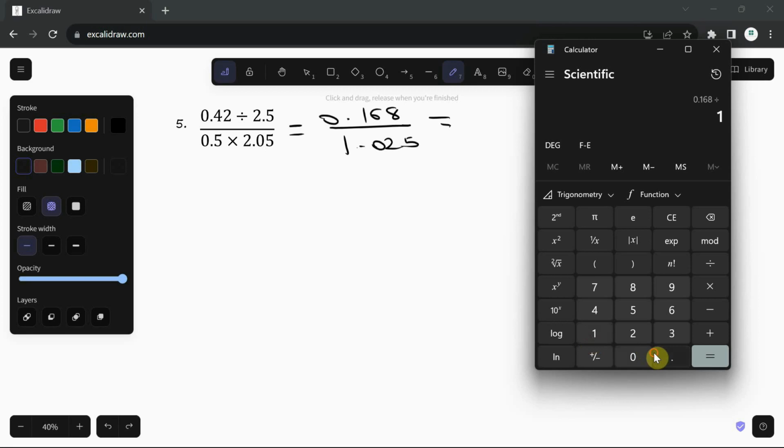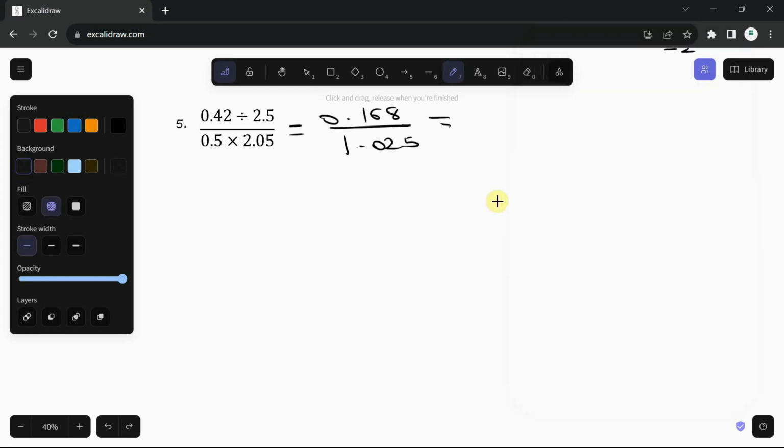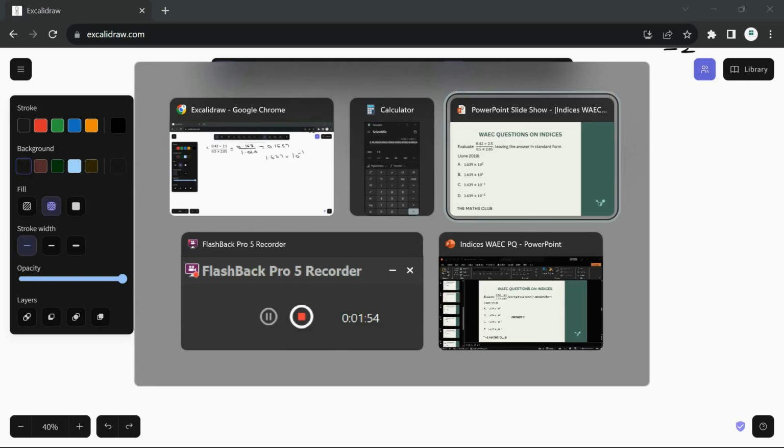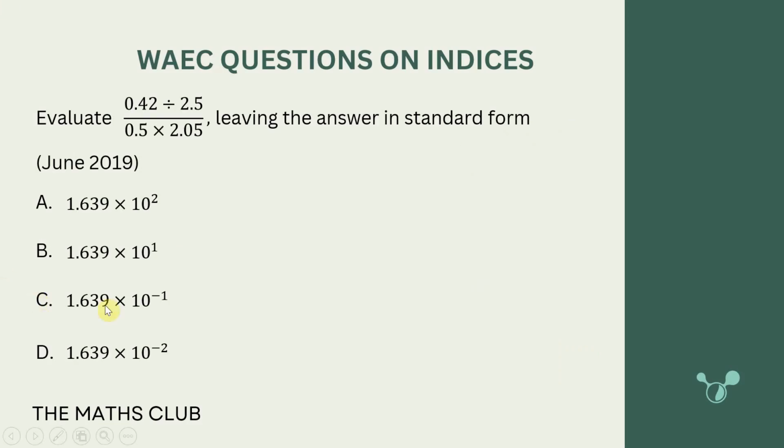divided by 1.025. This gives us 0.1639. So we can just say this is equal to 0.1639. So if I wanted to convert this to standard form, right, I'll just move this one bit. So that will be 1.639 times 10 raised to the power of what? Minus 1, because we're going in the other direction. Right. So let's see if our answer is correct. 1.639 times 10 raised to the power of minus 1. That will be option C. Great.